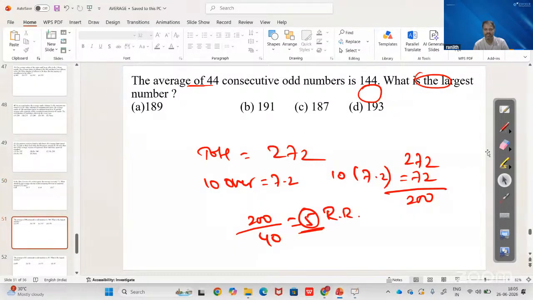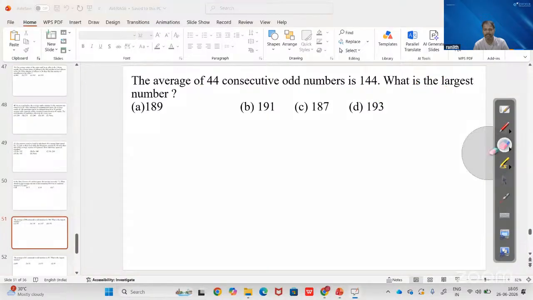Next, what will be? So what is the answer here? What is the answer here?